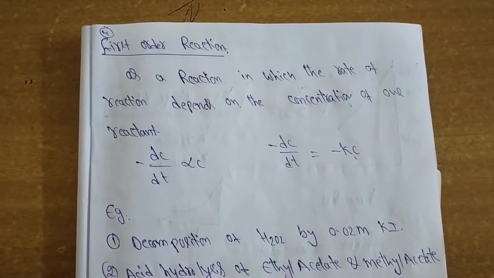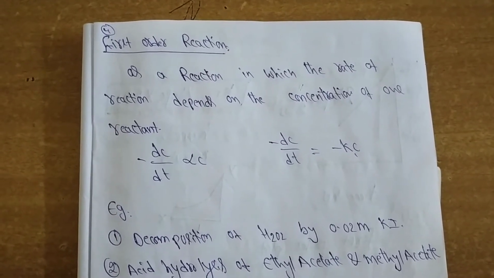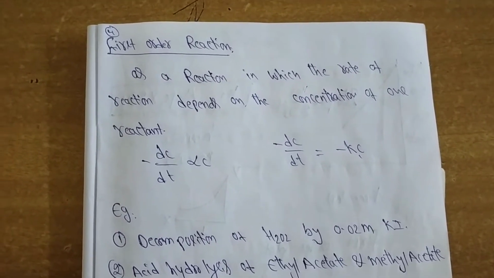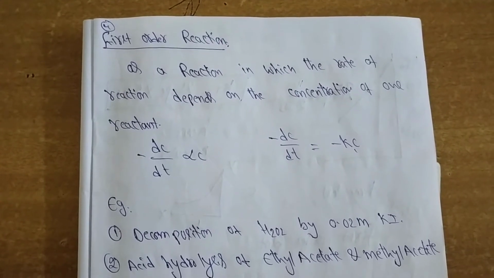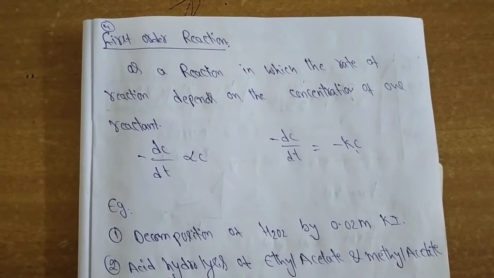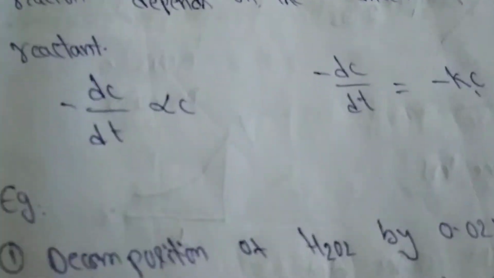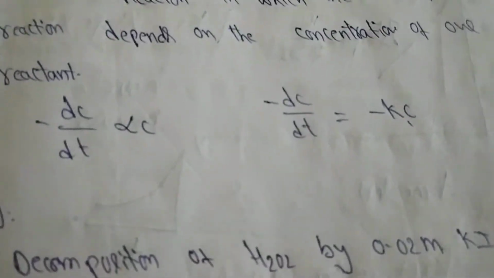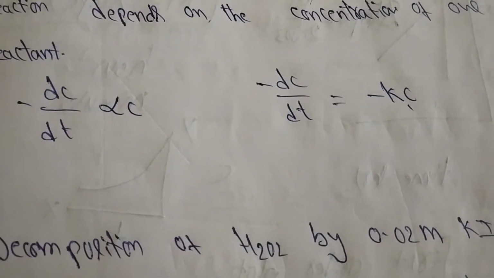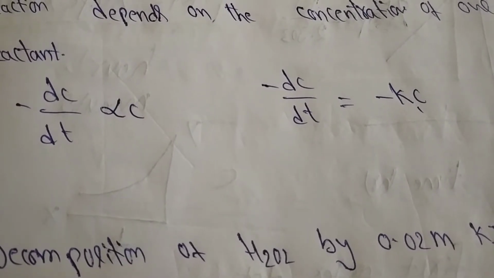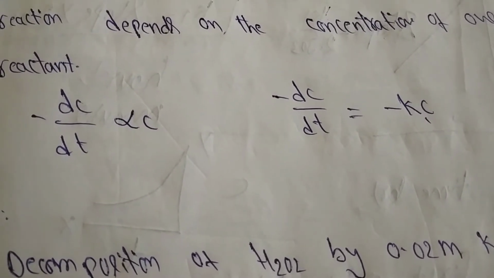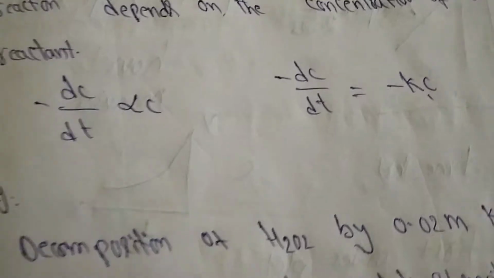The rate of a first order reaction can be determined by using the following equation: minus dC by dt is directly proportional to the concentration of one of the reactants, that is, minus dC by dt is equal to k1 C. K1 means the specific rate constant of first order.